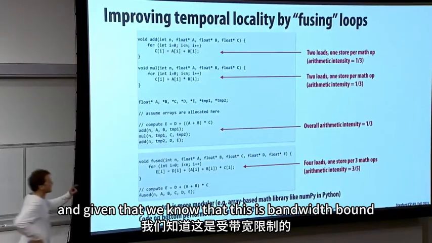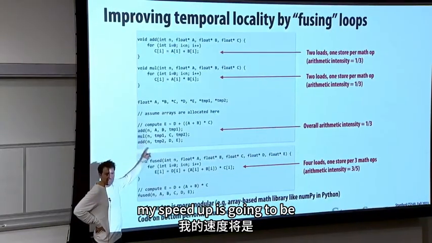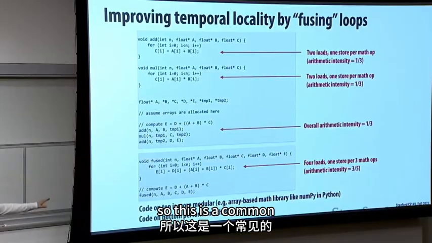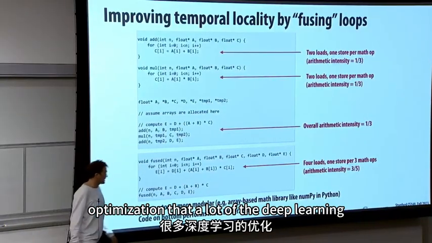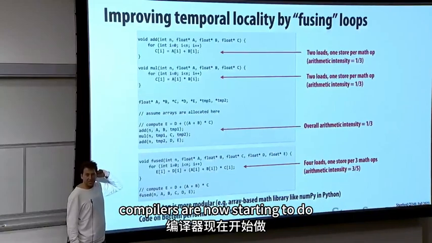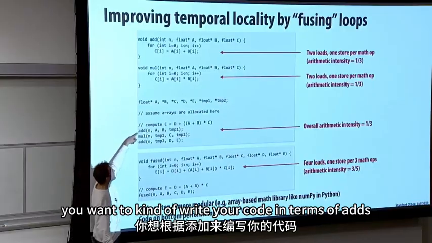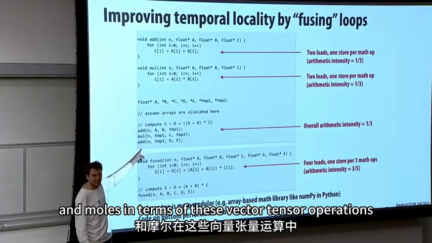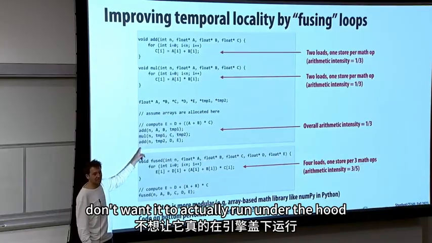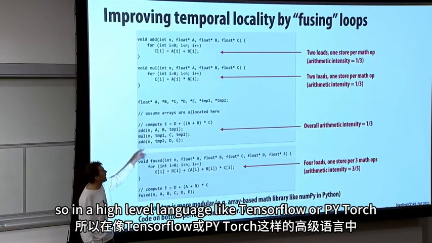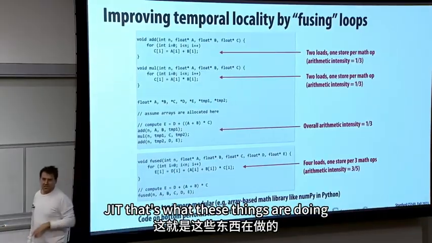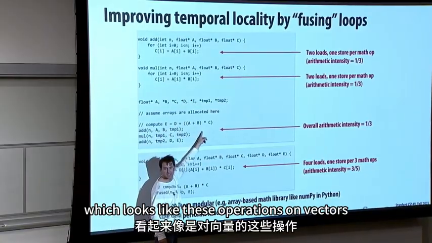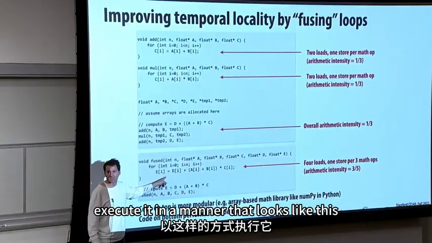Given that we know that this is bandwidth bound, my speedup is going to be how much I improve arithmetic intensity. This is a common optimization that a lot of the deep learning compilers are now starting to do for you. You want to write your code in terms of adds and muls and these vector tensor operations, but you sure as heck don't want it to actually run under the hood like that. So in a high-level language like TensorFlow or PyTorch JIT, that's what these things are doing. They take your tensor program, which looks like these operations on vectors, but they want to execute it in a manner that looks like this.